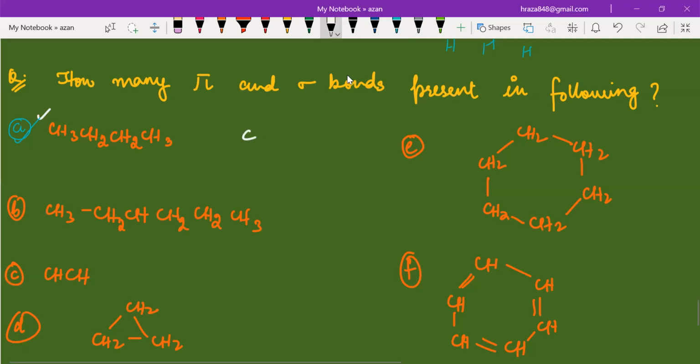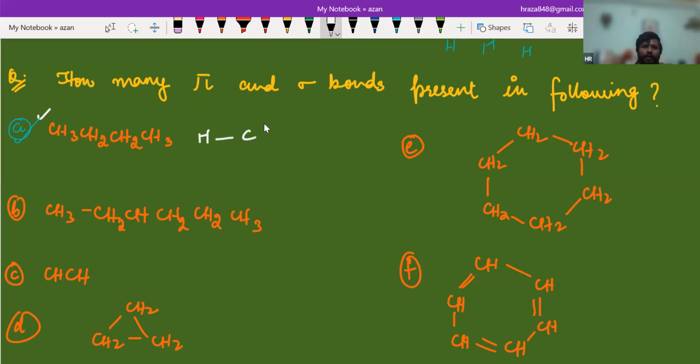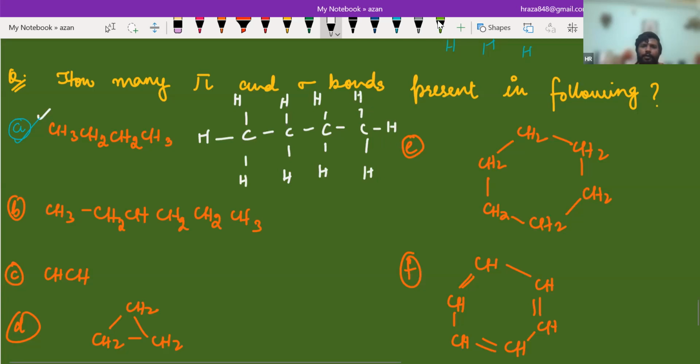So as you know, this will have 3 hydrogen, and after this, this carbon has 2 hydrogen, and this carbon has 2 hydrogen as well, and this carbon has 3 hydrogen. So I'm gonna count this: 1, 2, 3, 4, 5, 6, 7, 8, 9, 10, 11, 12, 13 sigma, and pi bond is 0 pi bond. Yeah, can you tell me about this? Just reply to me in the chat box.